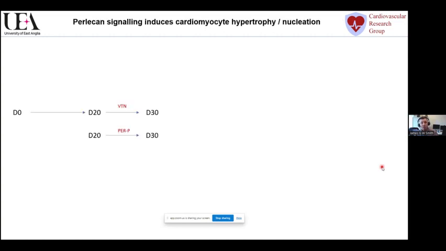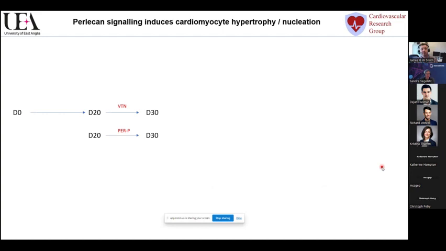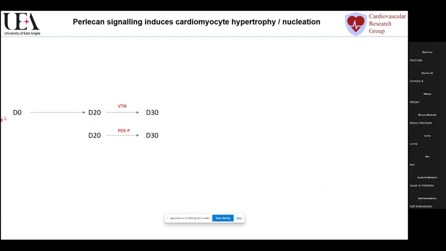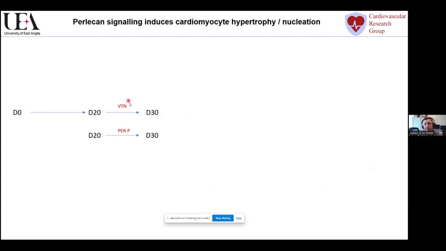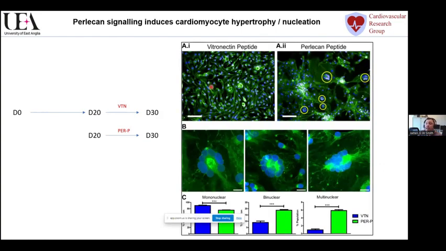So what we did to start with is just use the Perlecan peptide by itself and switch it out for the final 10 days of maturation. So when we do this process normally, the final 10 days occurs on a vitronectin peptide, and therefore we wanted to see what would happen if we switched out our standard protocol to carrying out this 10 days maturation on a Perlecan peptide by itself. And we saw a striking difference in the cells that matured on these substrates.